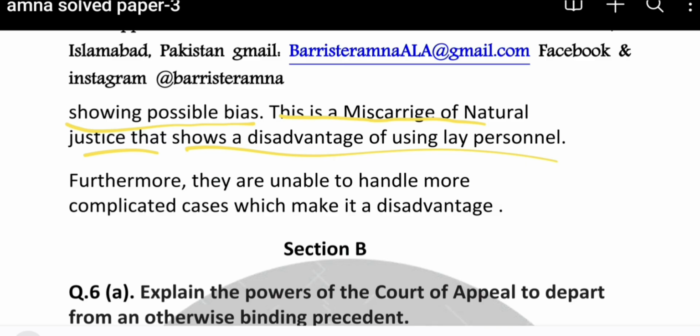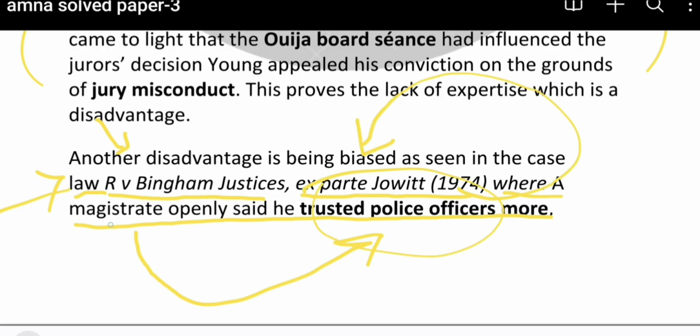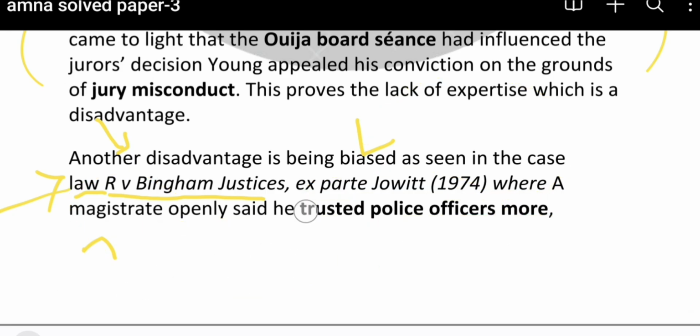So basically here in this case, what had happened is that the magistrate openly said to everyone that he trusts the police officer more. This trusting of the police officer itself makes the case biased, because the judge here is not being neutral. Instead, he is being biased and supporting or taking the side of the police officer. So this case is a big help to boost your answer.